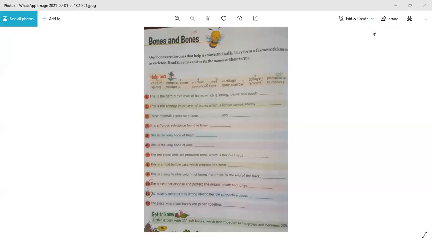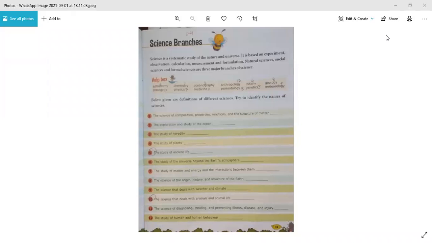Okay. So each and every word was told to you. So you are supposed to now revise it thoroughly, learn these spellings also, and learn all the names by heart. Okay. Now let's move to the next topic, that is science branches. Now we have lesson number 21, that is science branches.